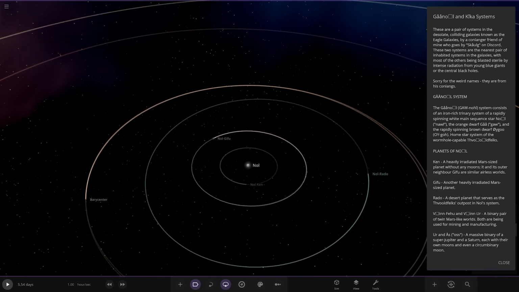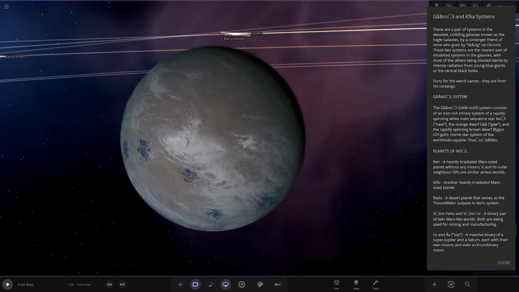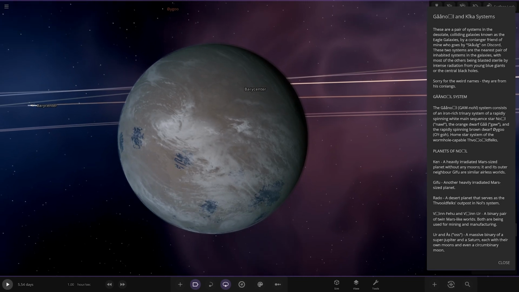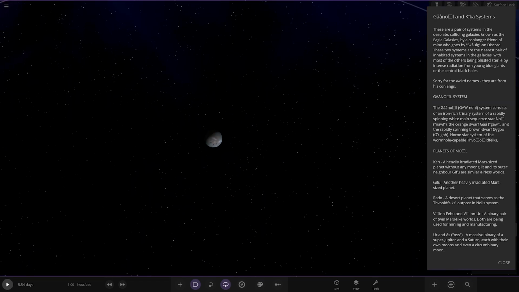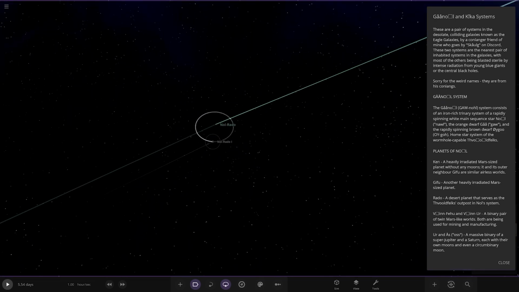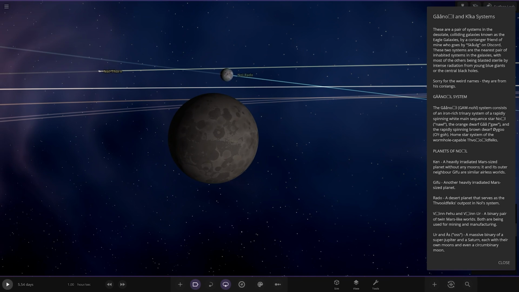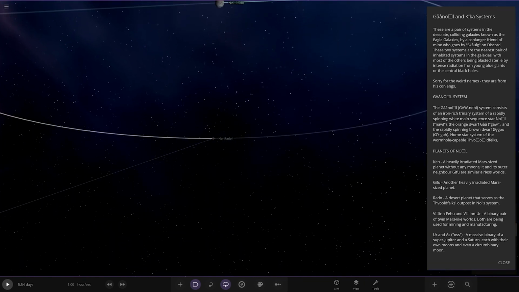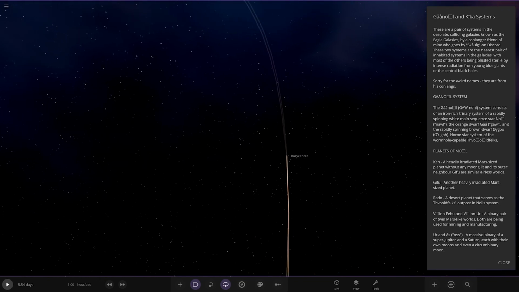Looking good. Next up we have Rado. A desert planet that serves as the outpost in Null's system. Very nice. So there it is there. Looking good. We got this one as well. Very nice. Next up we got these guys over here.